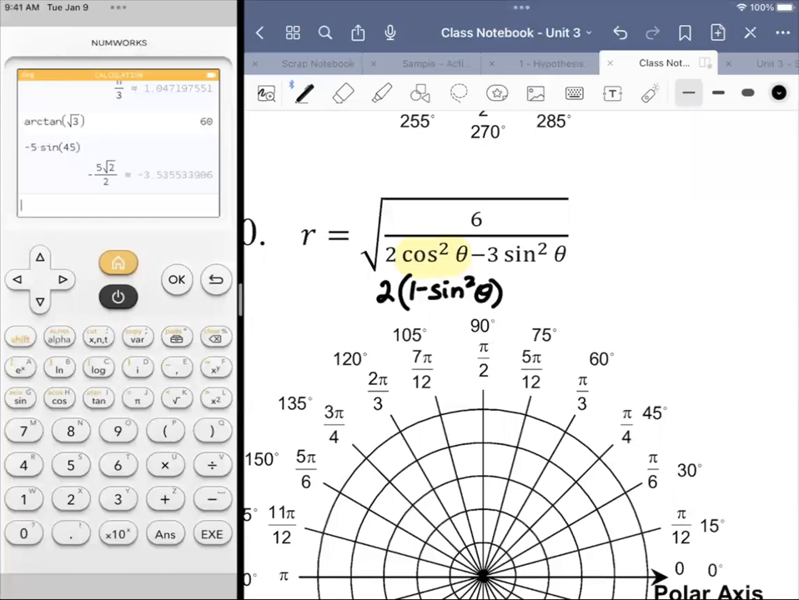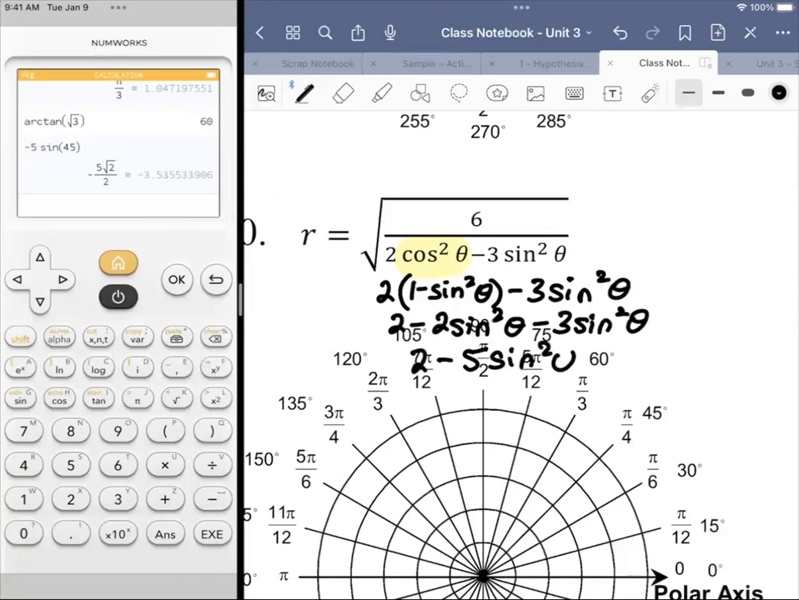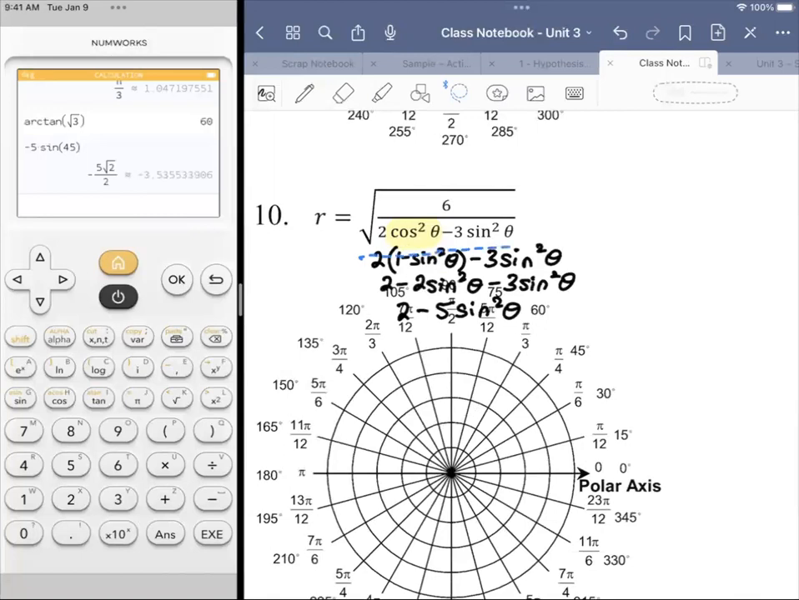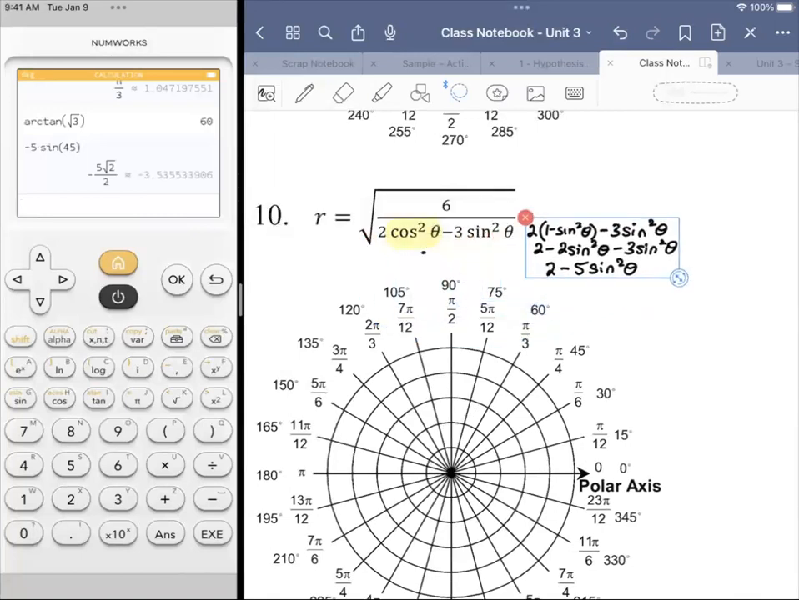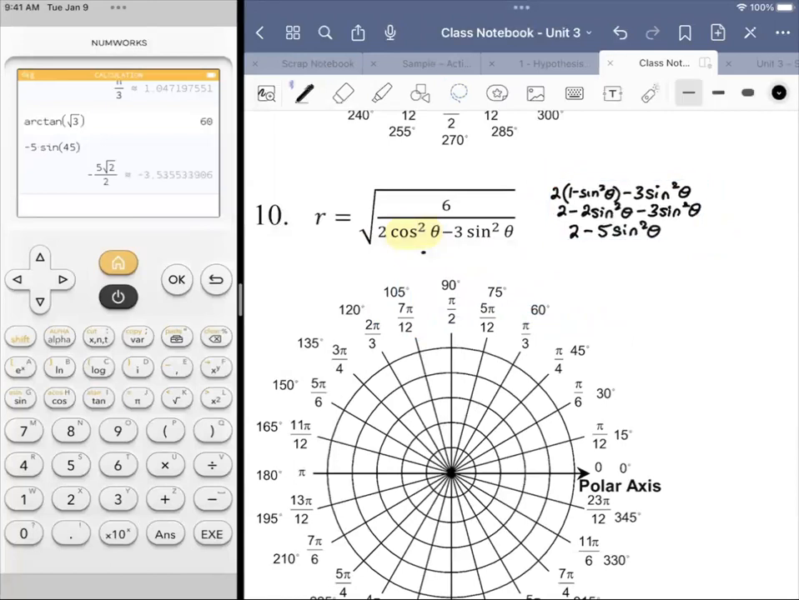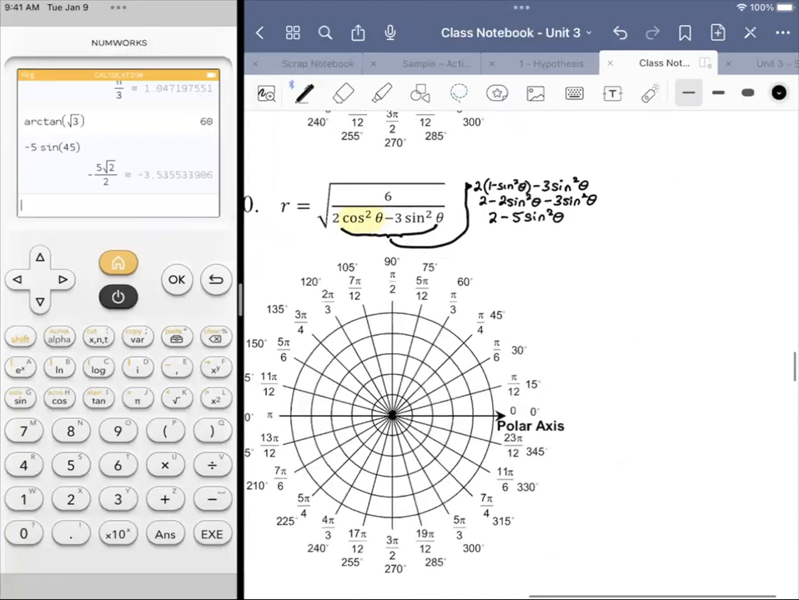If I distribute and combine terms, I'm going to get 2 minus 2 sine squared theta minus 3 sine squared theta. I'm going to clean all this up in a minute, which gives us 2 minus 5 sine squared theta. Just kind of chuck it in over here. Put a little arrow. All right. So I'd get a new, but equivalent, equation of r equals big old square root that I'll get in there in a second, 6 over 2 minus 5 sine squared theta.